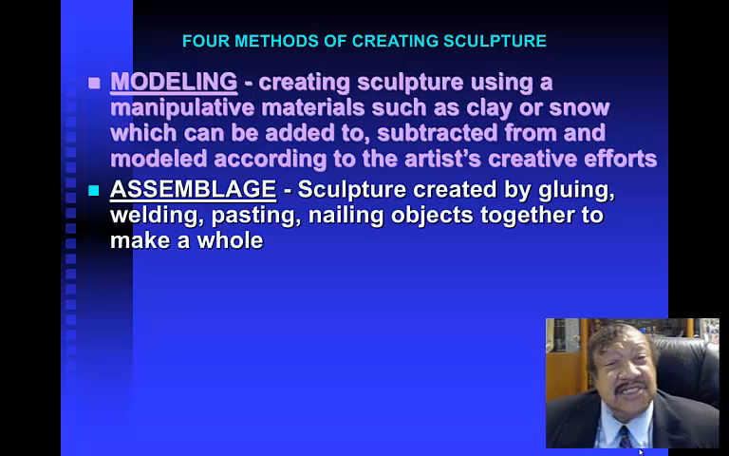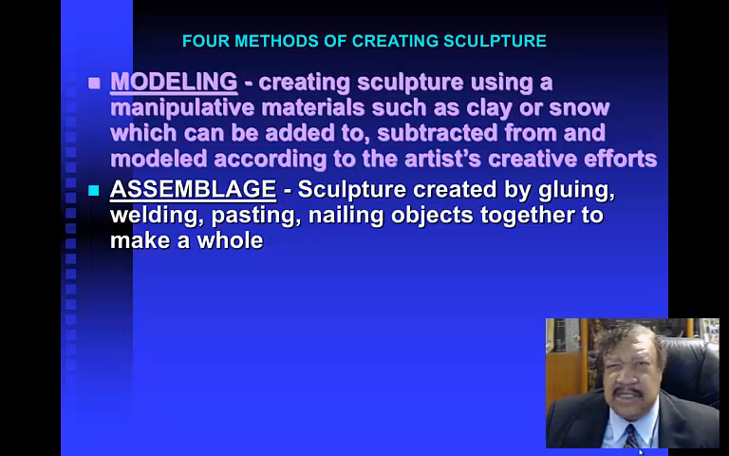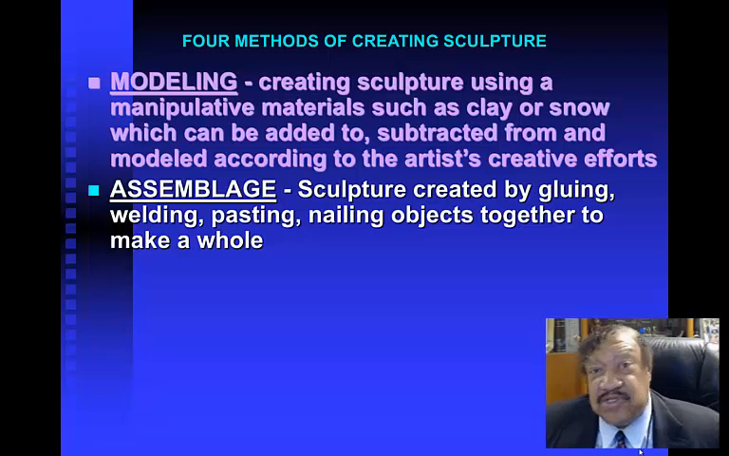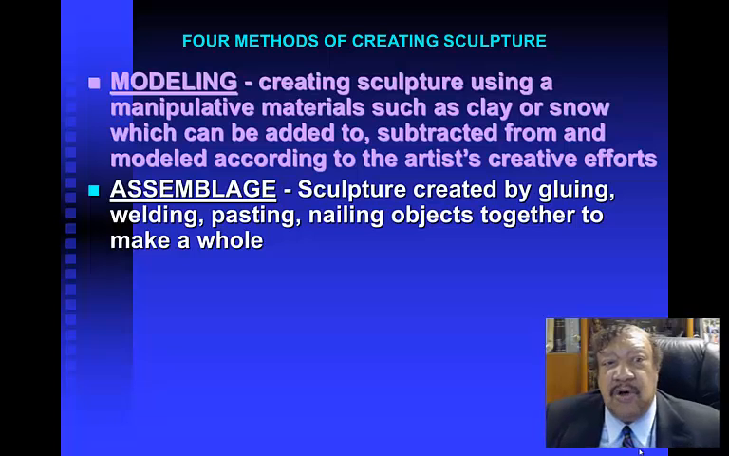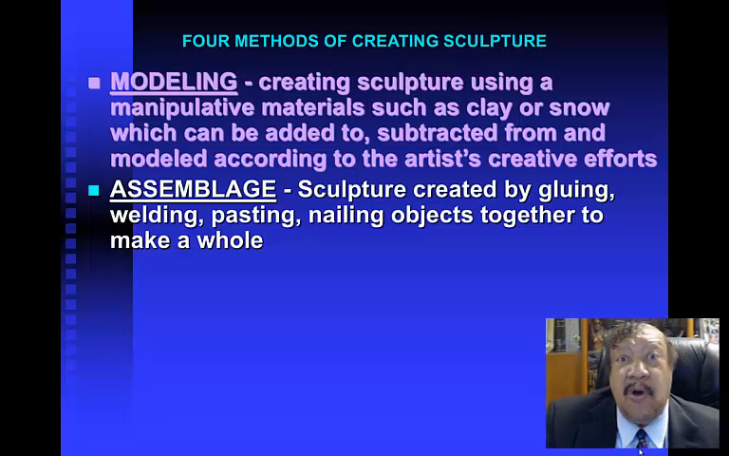Then we have assemblage. Assemblage is the second way of creating sculpture. When you see a car, it isn't a single piece of metal. It has been assembled. One's jacket, clothes, furniture, all these things are assembled. And there are many pieces of sculpture, chairs, lights. They've been assembled. So it's assembled by sometimes gluing, or welding, or pasting, nailing objects together to make a whole.